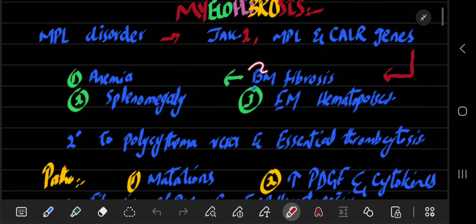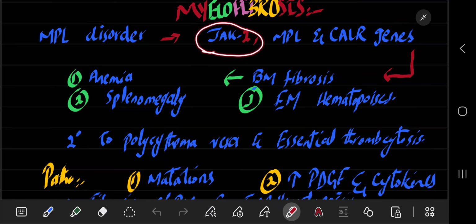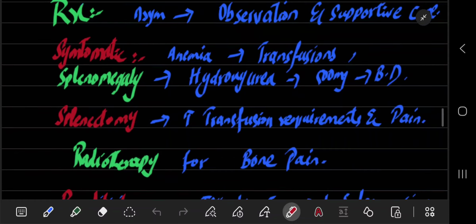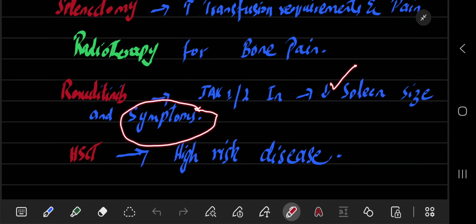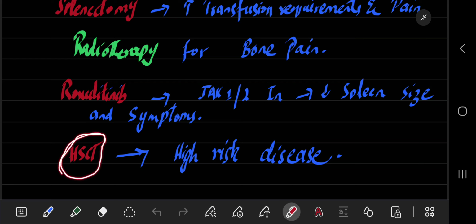Ruxolitinib is a JAK1 and JAK2 inhibitor, and you know that there is JAK2 mutation in myelofibrosis in almost 50% of the cases. So when there is JAK2 mutation, then you should go for ruxolitinib, and it is given when hydroxyurea doesn't work, and it leads to decrease in the spleen size and also improvement of the symptoms. Ruxolitinib, JAK1 and 2 inhibitor. And if all these treatments do not work, or if the patient has high risk disease, then you should go for hematopoietic stem cell transplantation.